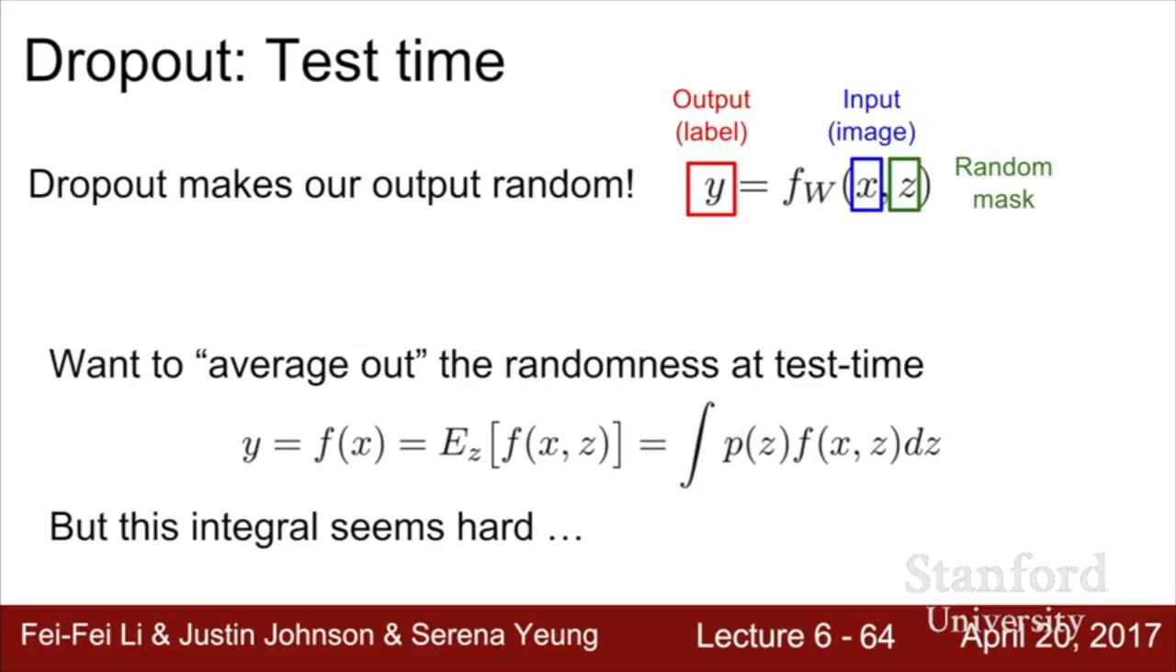So we want to average out this randomness. If you write this out, you can imagine marginalizing out this randomness with some integral. But in practice, this integral is totally intractable. We don't know how to evaluate this thing. You're in bad shape. One thing you might imagine doing is approximating this integral via sampling, where you draw multiple samples of Z and then average them out at test time. But this still would introduce some randomness, which is a little bit bad.